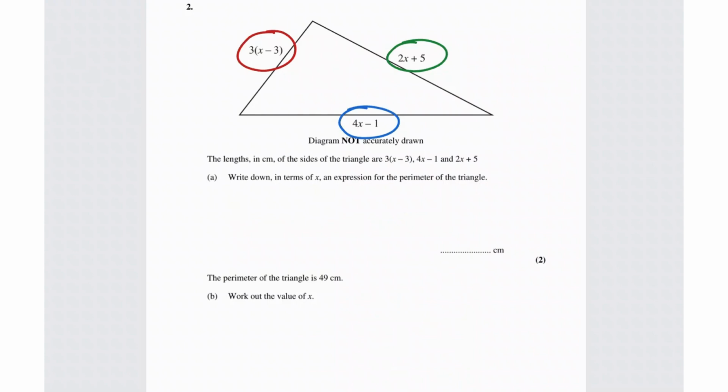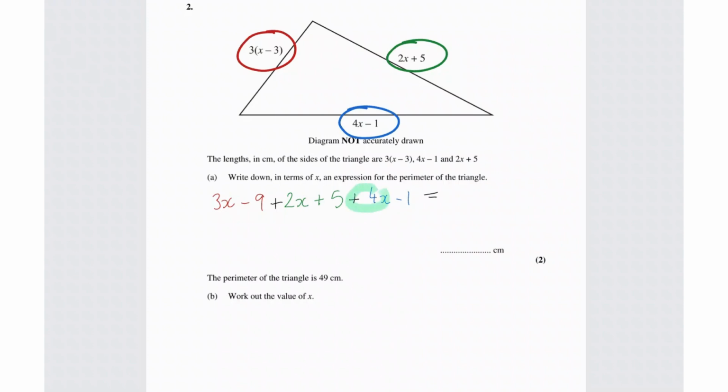Okay, so question 2 now. Similar to what we just did, apart from the fact that this isn't an isosceles triangle, it's a scalene triangle. All 3 sides are different. I'm going to expand the brackets for the red sides. So that's 3x take away 9. And we get add that on to 2x plus 5. Perimeter is always adding the sides together, and then we're going to add on the final side, which is 4x minus 1. And we're going to collect up these terms.